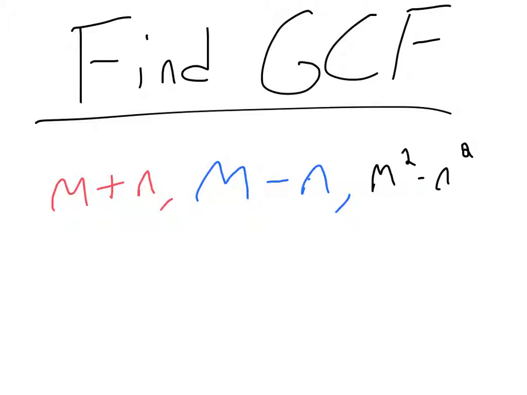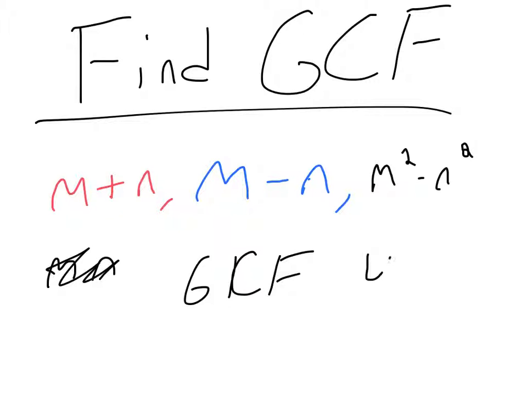If you're asked for the greatest common factor between all three of these things, I bet you're going to be tempted to say, well, I don't know if you will or not. Maybe you might say M and N because you see all of them have an M and an N in it. But that's not what greatest common factor is. Greatest common factor is when you're looking for a number that fits into both of two or more things.